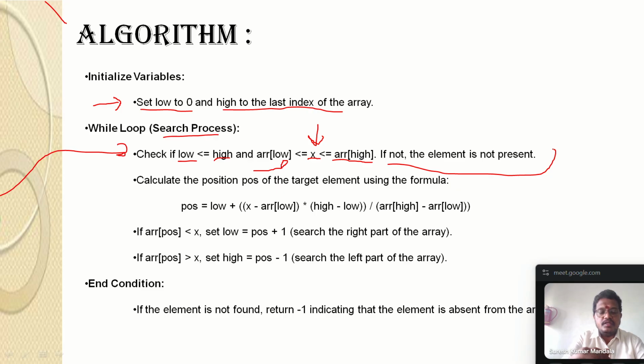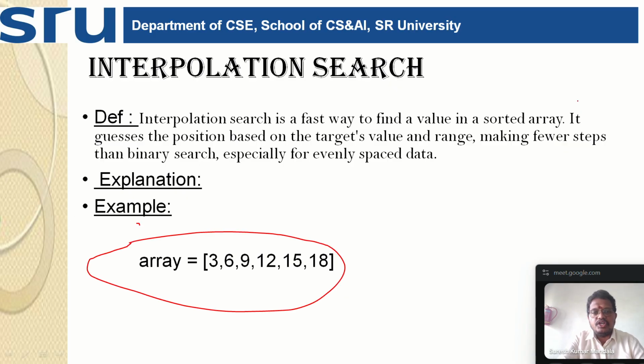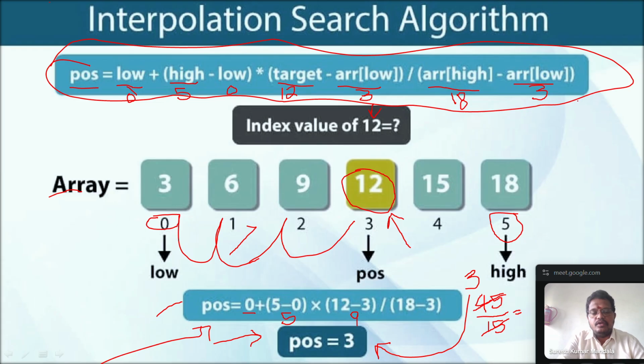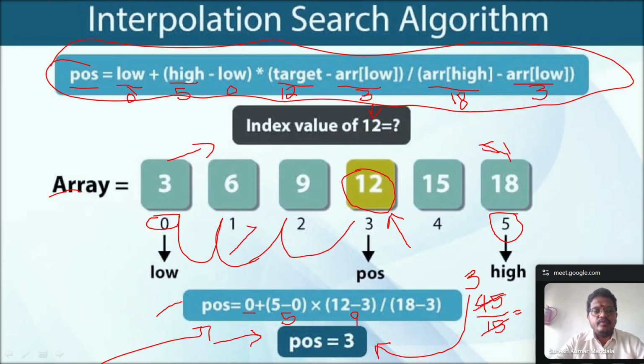Why? Because in this search algorithm, values must and should be in sorted order only. If the target value is greater than the starting index value as well as less than the last index value, then only we can search for the value. Otherwise, simply we can say that the target value is not present.